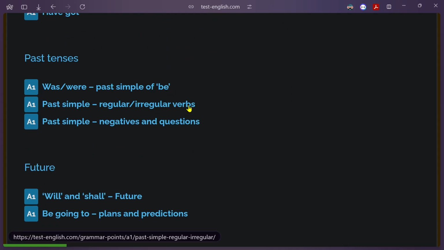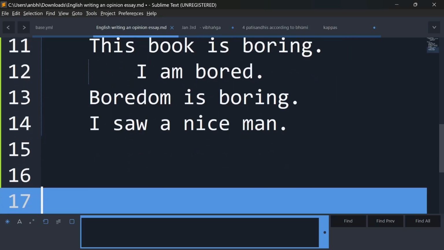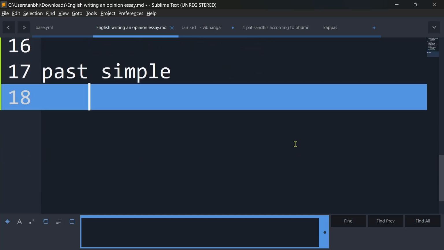Past simple of be. I think you know this. Regular or irregular verbs we're doing in vocabulary. I think that this might be covered. Past simple, negatives and questions. Okay, how to make negative past simple. Past simple. What is the construction?